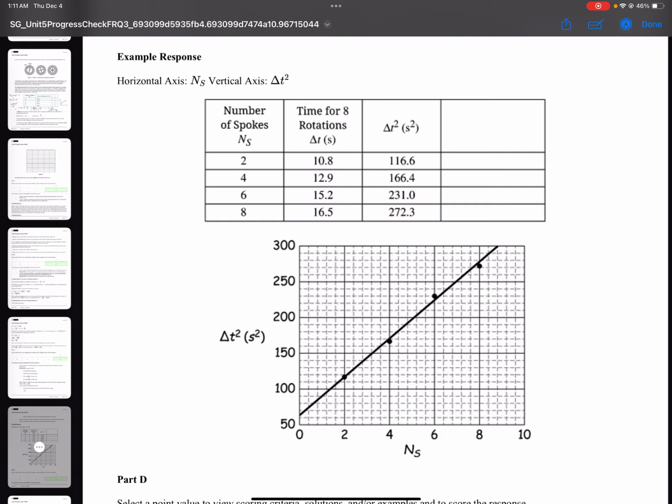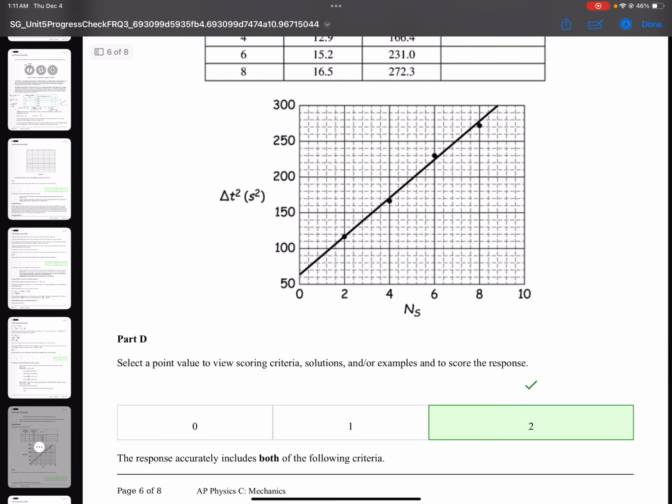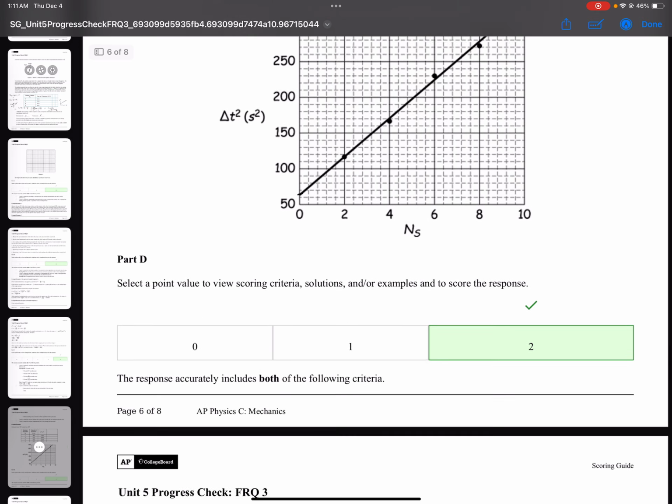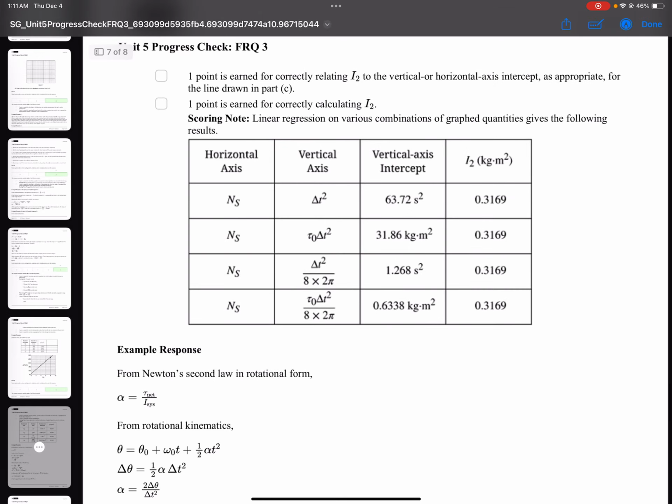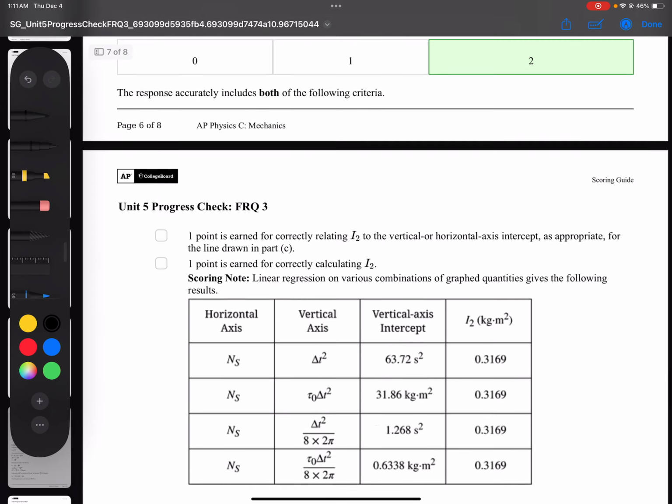So anyways, we plot this data. We get something along the lines of this. There's a y-intercept here. You're going to look at that y-intercept to figure out what the moment of inertia of just the wheel is. All right, and that's what they do here. Notice that there's many different approaches that you can take, but on the horizontal axis, you do have to have the number of spokes, okay? And yeah, this is basically what we got.